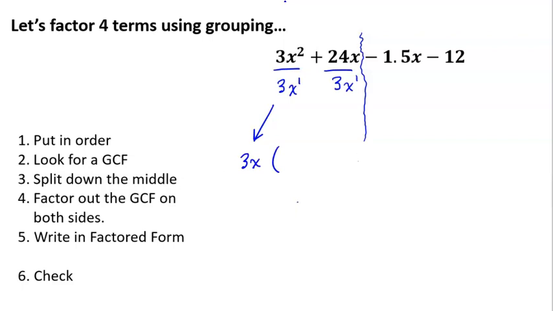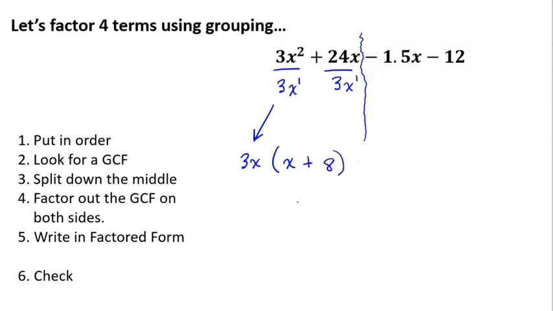3 divided by 3 is 1, and then 2 minus that 1 gives me an x to the power of 1. And then positive 24 divided by positive 3 gives me positive 8. And those x's are going to cancel out, and so I'm just left with this.